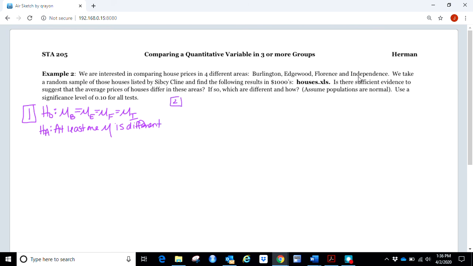Now for our second step, that has stayed the same and has not changed here. It is still going to be that we are going to reject the null hypothesis and instead believe the alternative hypothesis if our p-value is less than alpha. And here we were told to use a 0.1 or 10% significance level.